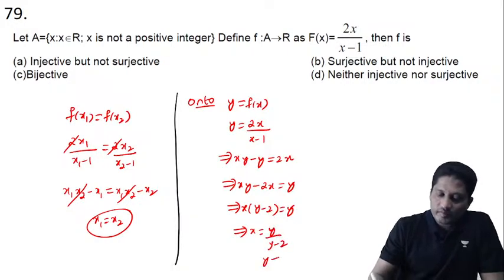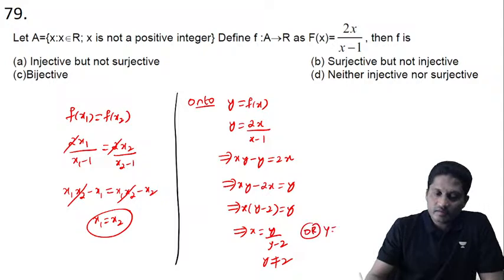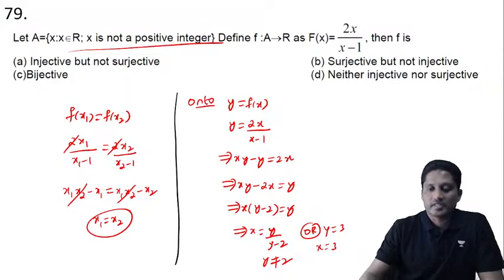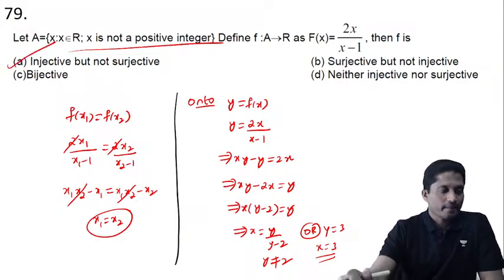Correct? Y cannot be equal to 2. If y is equal to 2, then it is not defined. Or suppose y is equal to 3, you will get x is equal to 3, but it is given in the question x should not be a positive integer. I am getting a positive integer here. So this is 1 to 1 but not onto. Injective but not surjective. Answer is option A.